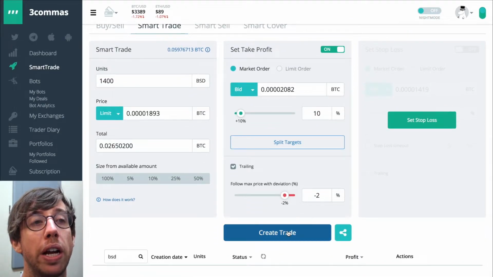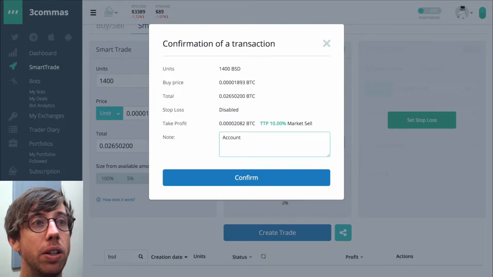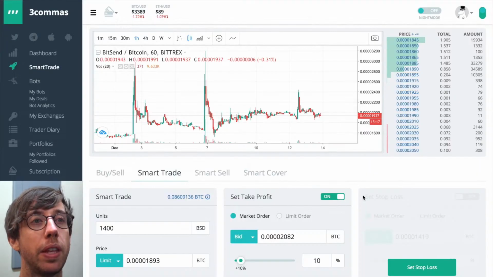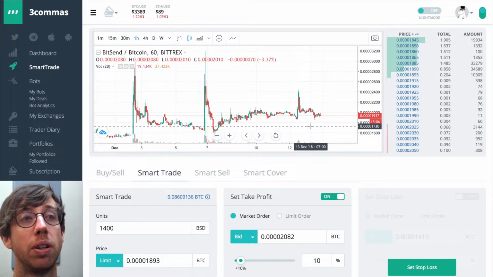We're going to create this trade, call it good. Confirm, we're going to call this account. We're going to call it AB layer 1. The next thing we're going to do is we're going to look at the chart to identify where the next layer down might be. And it seems like this price of 1730 might be the best next buy zone.